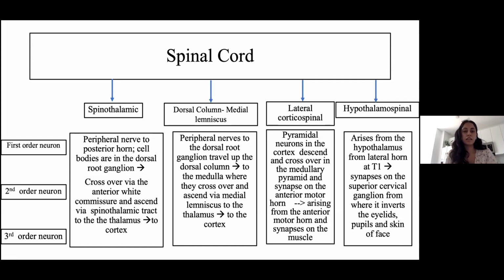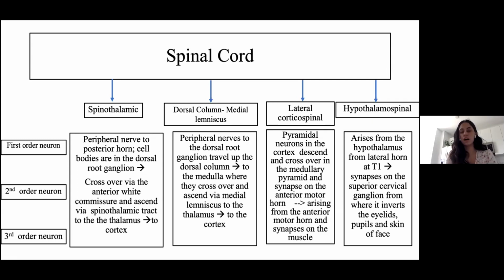So the spinothalamic tract is the key tract for pain and temperature sensation. It starts off out in the periphery. Your peripheral nerves synapse onto the posterior horn, and then the axons of the cell bodies cross over via the anterior commissure and then ascend via the spinothalamic tract to the thalamus and then to the cortex, so you can register the sensation of pain and temperature.